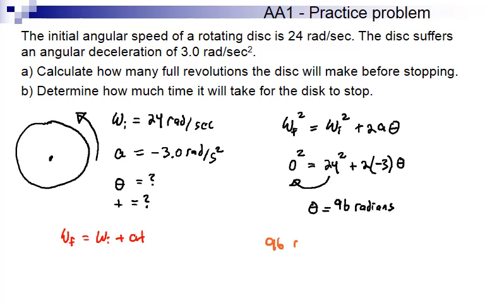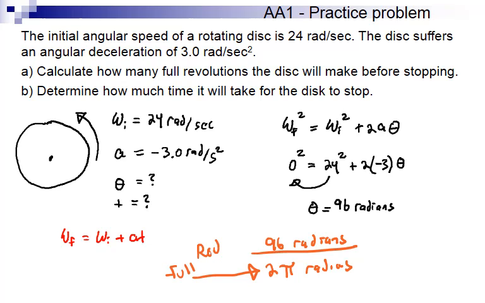So 96 radians divided by the 2 pi radians, and this again is for a full revolution, 2 pi radians. So 96 divided by 2 pi radians is 15.27. So that means it makes 15 full revolutions, and then just a little bit more.